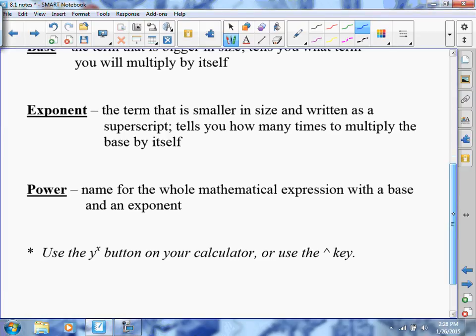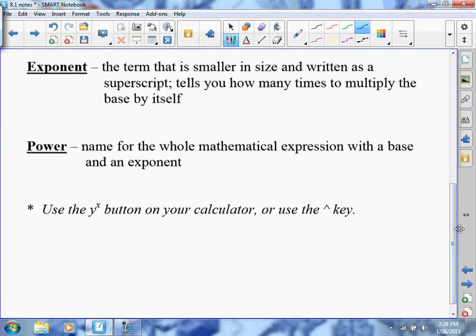We can evaluate powers on our calculators. Depending on the calculator you have, whether a TI or a Casio, or the calculator on your cell phone, you're going to have all different kinds of ways to enter exponents. Most of the time you'll have a y to the x button. You might also have an x to the y button, or this little upside down V, which is called the caret key.